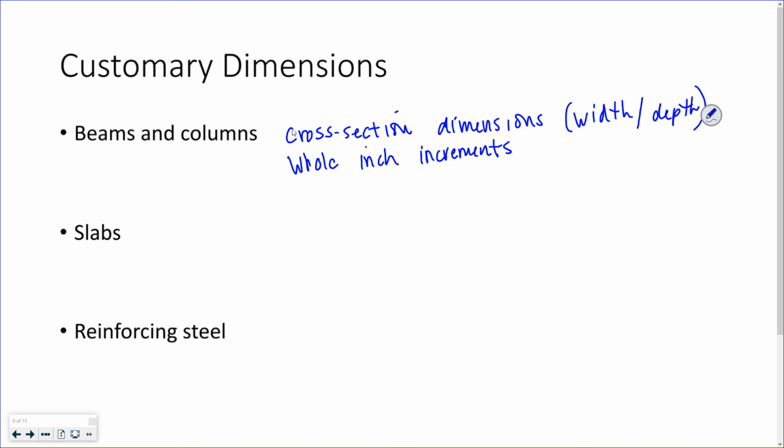You're not going to have a beam that's 13.5 inches wide. We're going to have slabs, right? Our floors and our roofs. The thickness of them is in 1/2 inch increments.